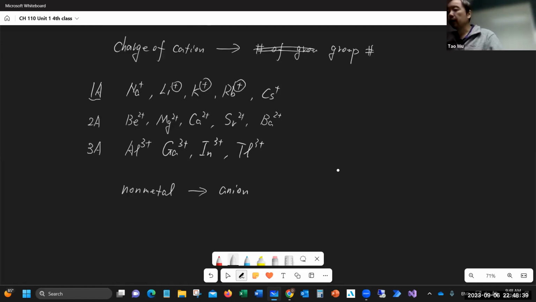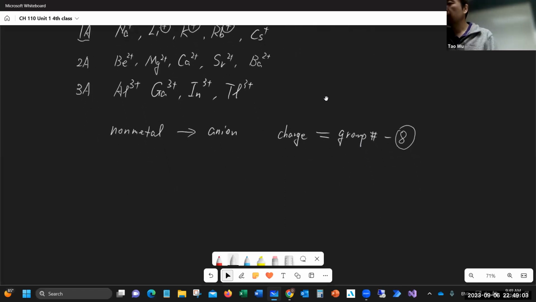Non-metals usually form anions, but their charge is actually equal to the cation rule, their group number minus 8. And again, 8 is the magic number in chemistry. A lot of things involve 8.